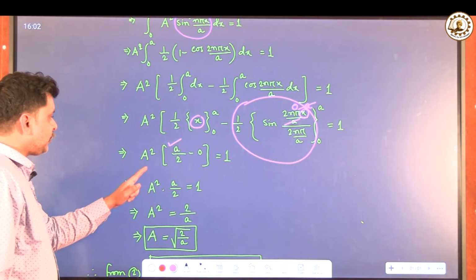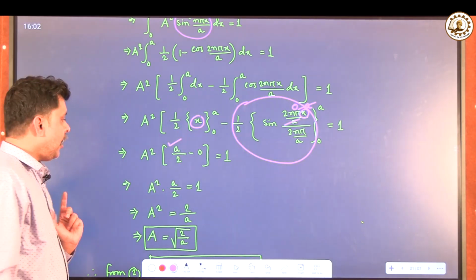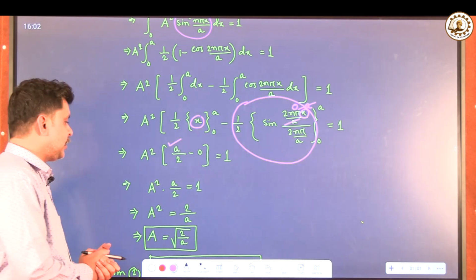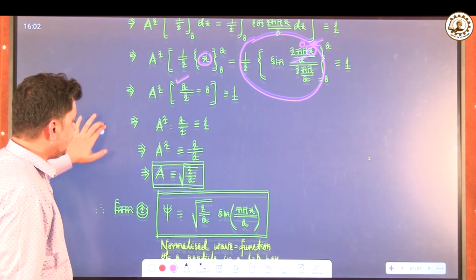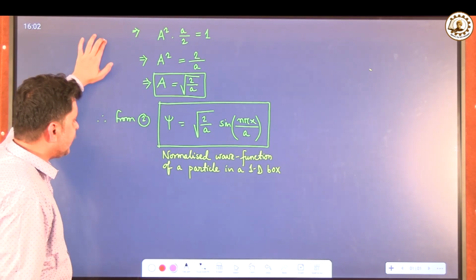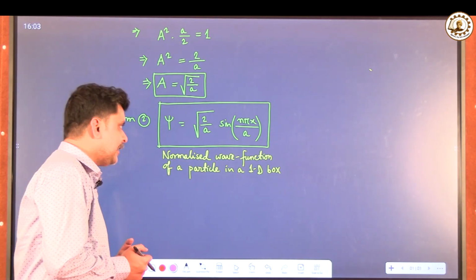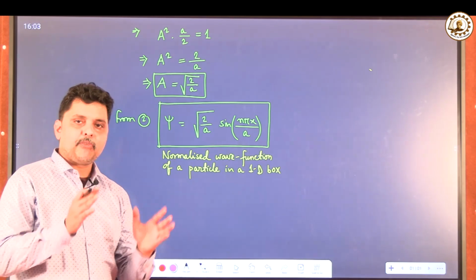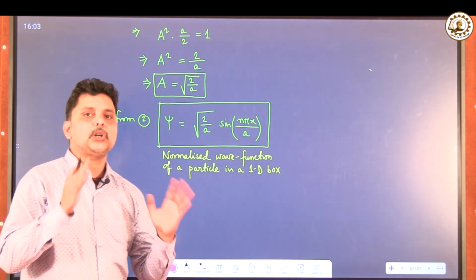Therefore we can write A square into a upon 2 minus 0 equal to 1, or A square into a by 2 equal to 1, or A square equal to 2 by a, or A equal to square root 2 by a. And finally we put the value of A in equation number 2, that becomes psi equal to square root 2 by a sin n pi x by a. So this is the normalized wave function for a particle in a one-dimensional box using the Schrodinger equation.